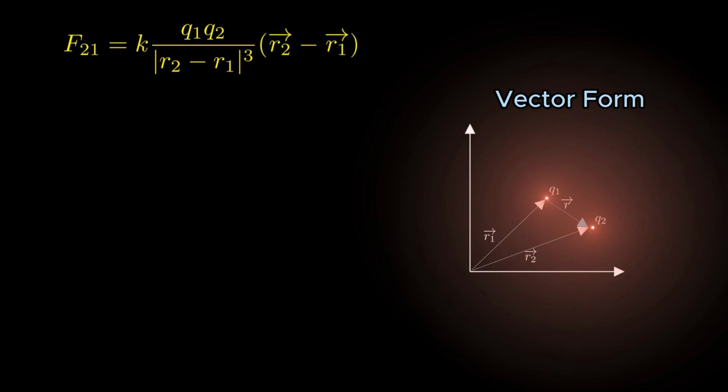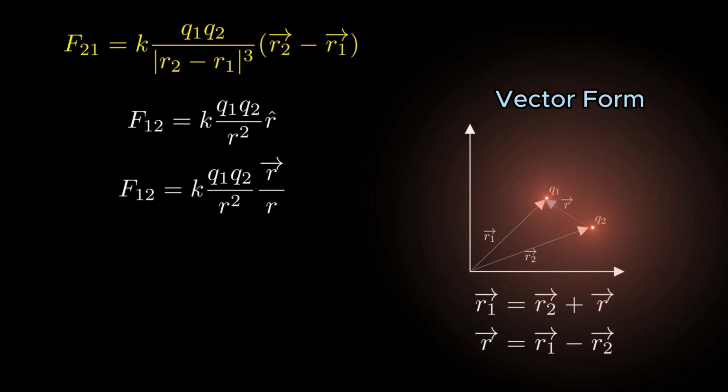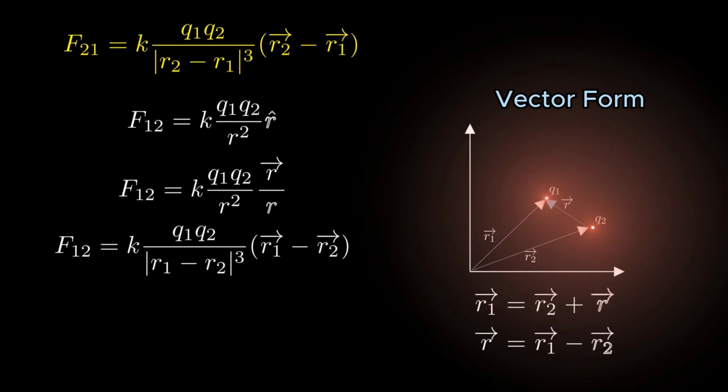Therefore, the displacement vector will now point towards charge Q1. Proceeding in the same fashion, we get F12 equals k Q1 Q2 over r square times r unit cap. Again, unit vector can be written as r vector divided by its magnitude. The difference here will be that r vector will be now equal to r1 minus r2 vector. Therefore, in the end, we have F12 equals k Q1 Q2 over mod r1 minus r2 cube times r1 vector minus r2 vector.